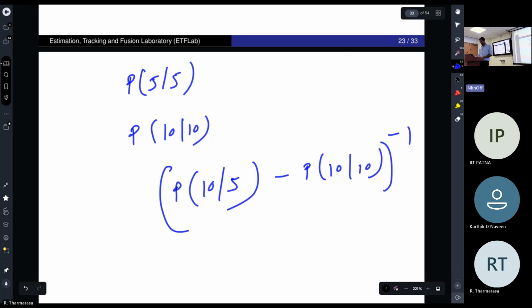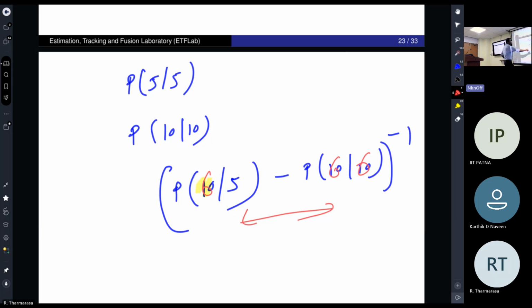For example, I change this to 6, instead of 10. This is 6, and this is 6, and this is 6. If you do this, the new information that we get is only about the position. We don't know anything about the velocity because we use only one radar measurement. So the tracker will not have any information about the velocity. Because of that, this cannot be inverted.